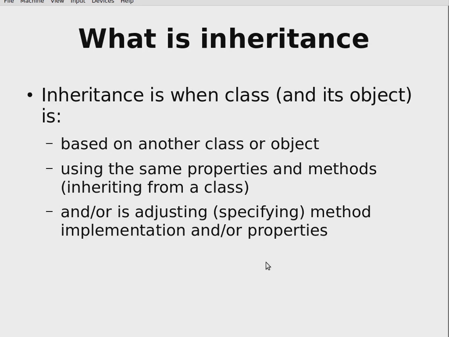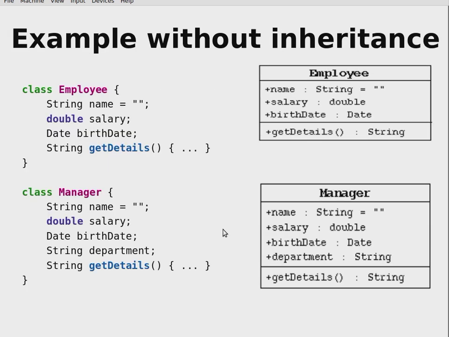So inheritance is when one class is based on another class, using the same properties and methods, and it may be adjusting or specifying method implementations and properties. The reason for inheritance is to make your design cleaner, to save your effort, make it more maintainable, and to remove duplicated code.